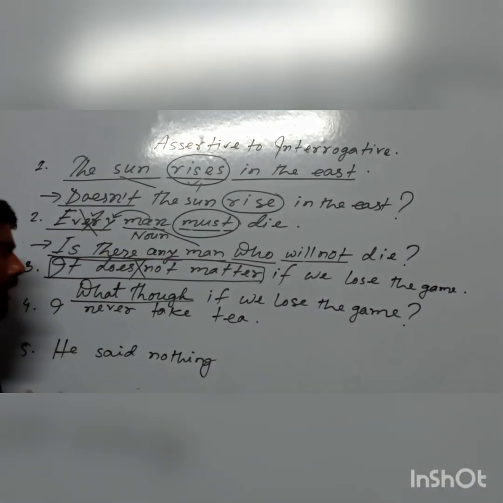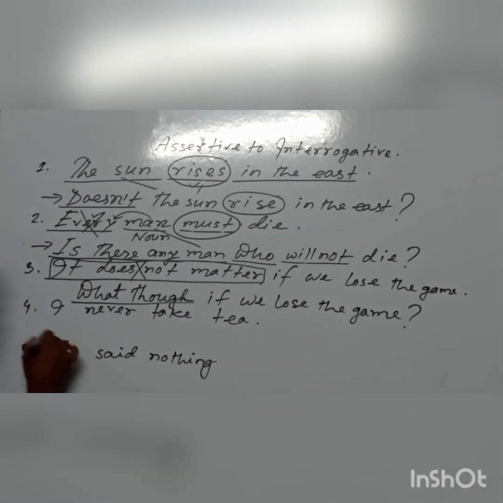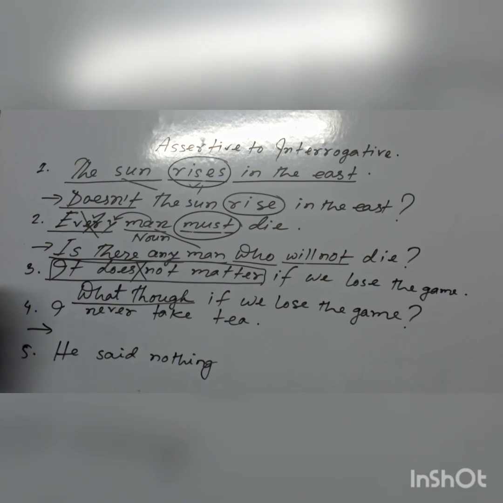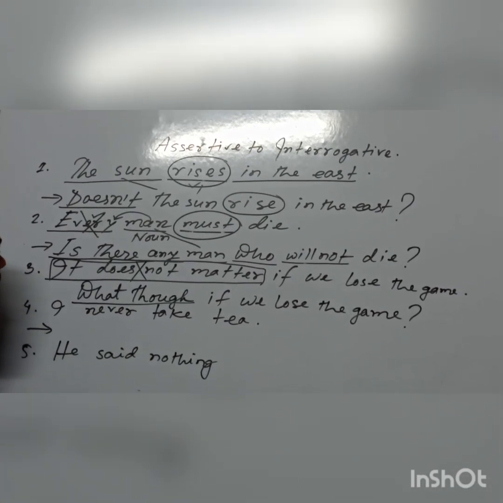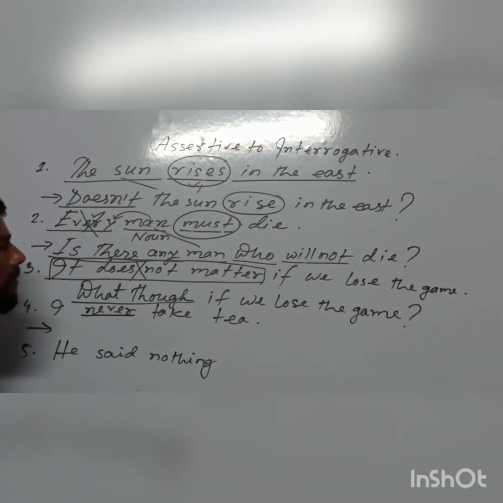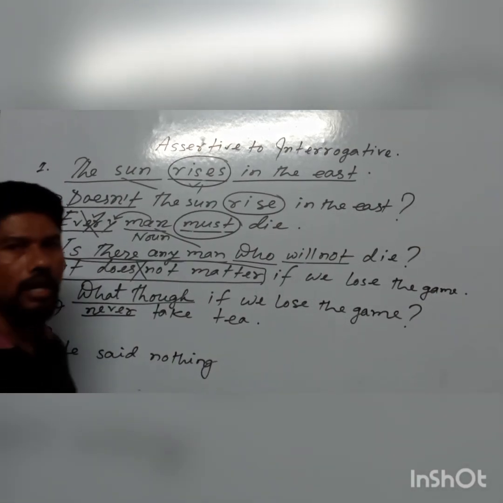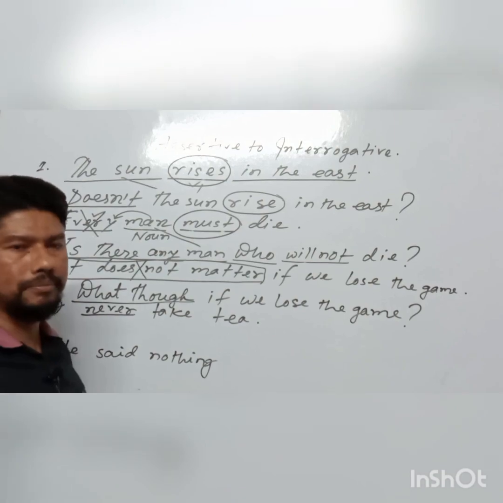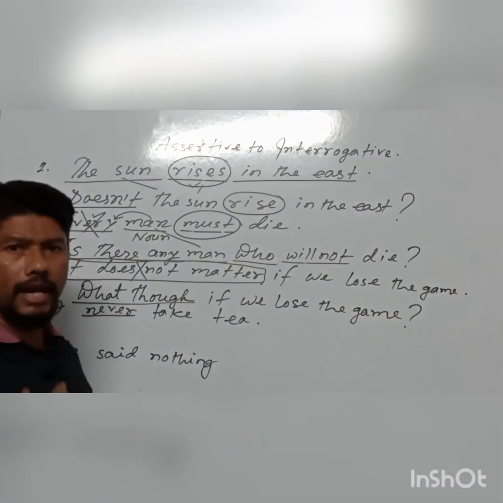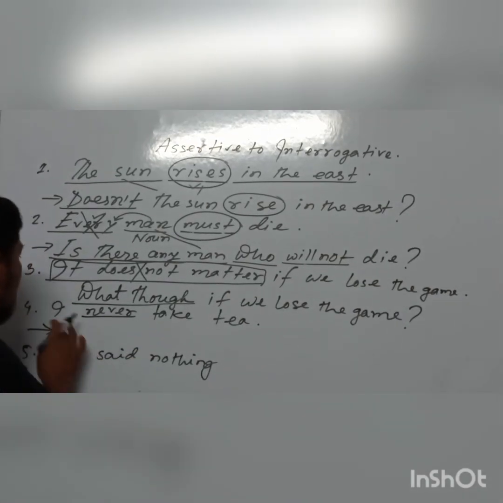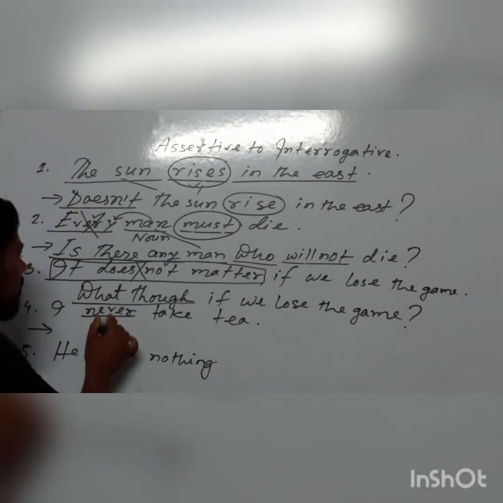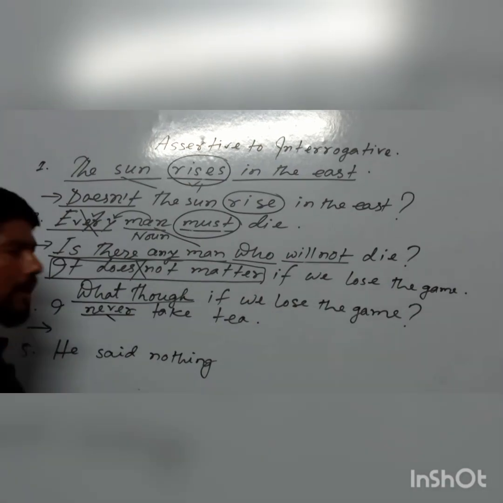So I hope you have got the point, or you have understood the rule. Now we are going for rule 4. Here in this sentence we can see never. Never is a word that indicates a negative sentence. As never indicates a negative sentence, we have to make it just interrogative, but instead of never we have to take ever.